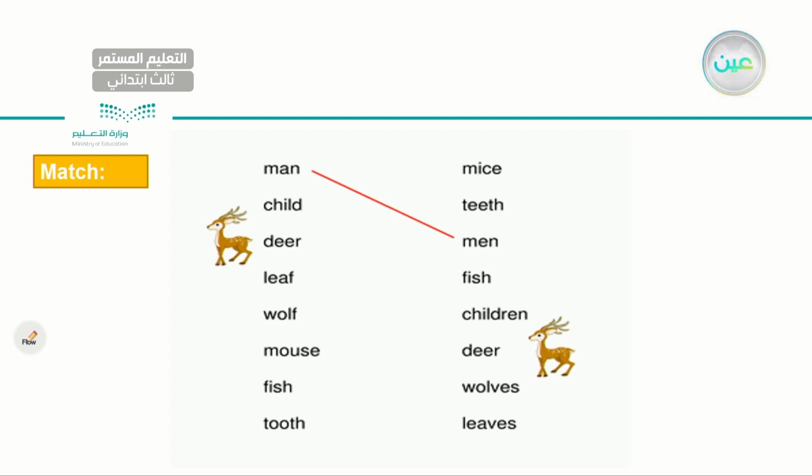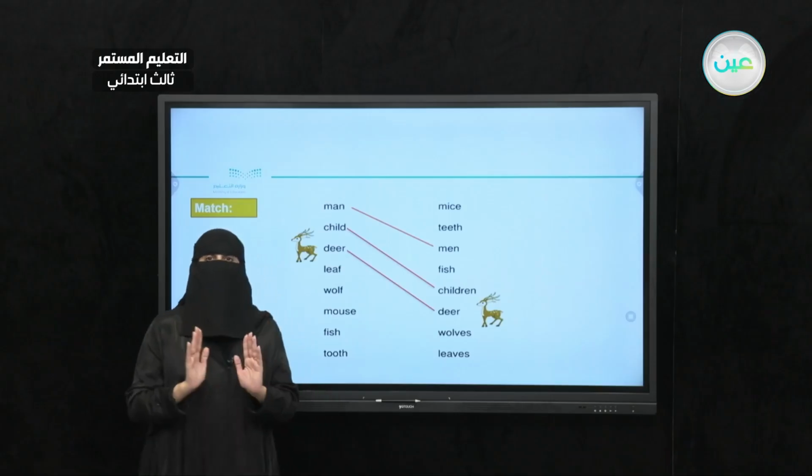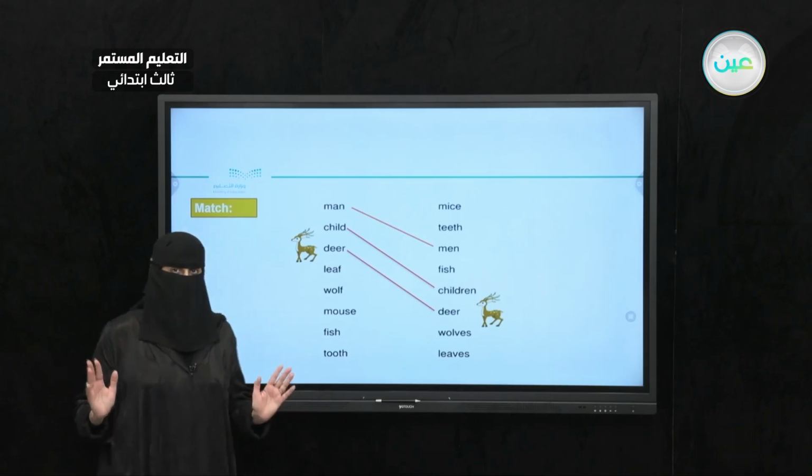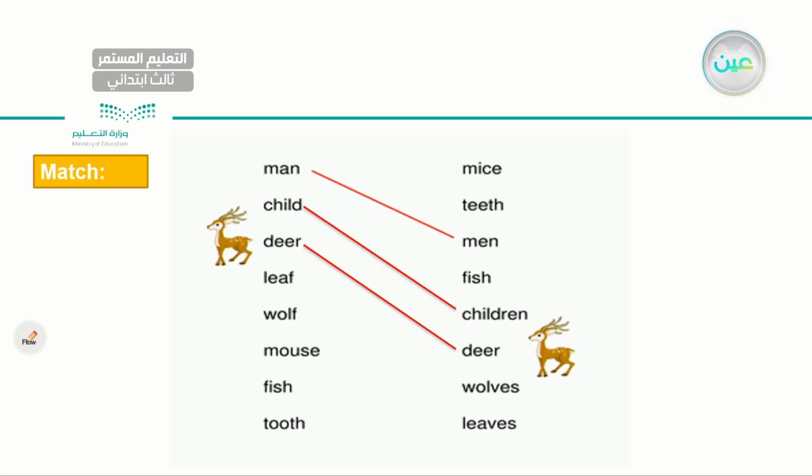How about child? Child is singular. What's the plural? The plural is children. Very good. Here I try to help you by putting the picture. I have the exact same picture: deer and deer. That means that deer is singular, deer are plural. Okay, without adding the s.